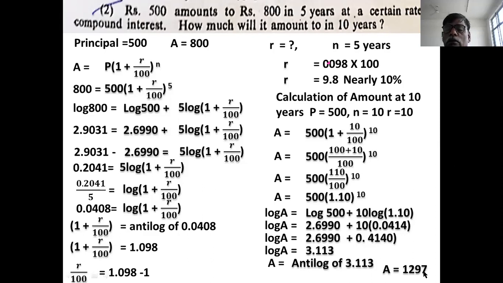Whatever answer comes, you check. As per book, the answer is 1293, I think. A 4 rupee, sorry, 17 rupee difference is there. This 17 rupee difference arises due to the nearest rate.